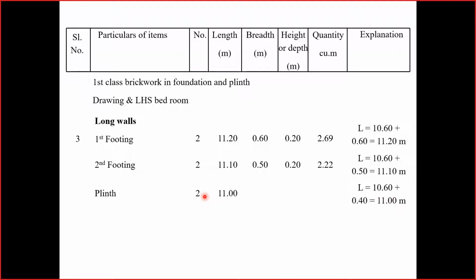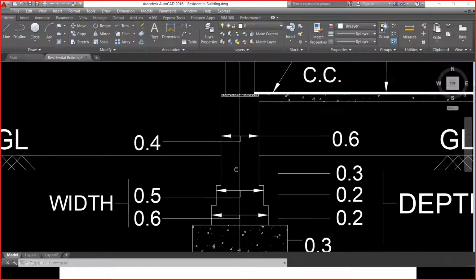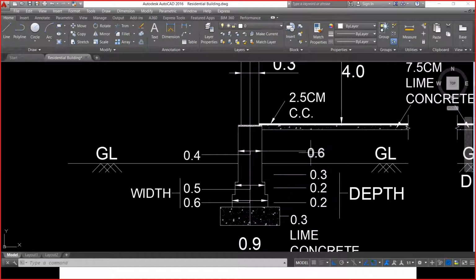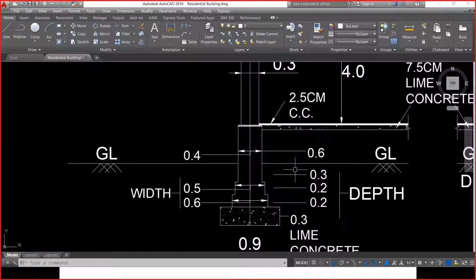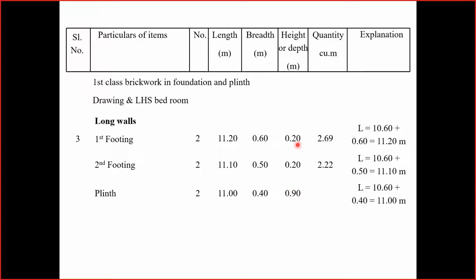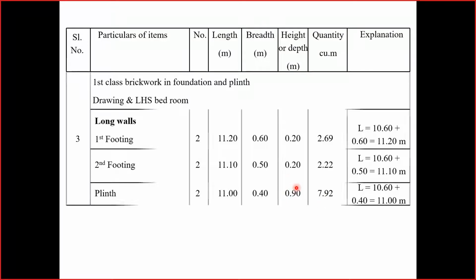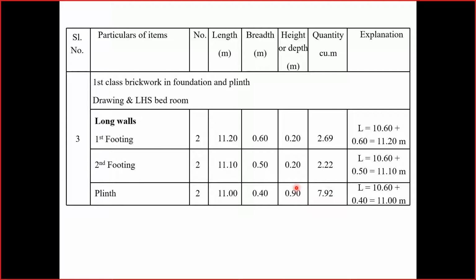11 meters is the total length, multiplied by the width of 0.4 meters. The width of the plinth is 0.4, and the depth of the plinth below the ground level is 0.3 meter, and above the ground level it is 0.6 meter. Together the total value is 0.9 meters. There is nothing like doing below the ground level separately and above the ground level separately. We can consider it together, and we get 0.9 meters. The total quantity is 7.90 meter cube.